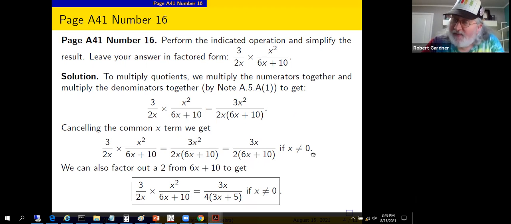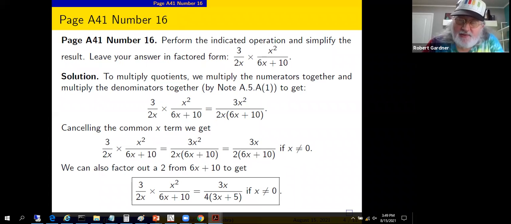It's the same type of situation we had on the previous slide. If I don't write this down, these are not equivalent. This you can't plug 0 into because you get division by 0. This you can plug 0 in if I don't write this down, in which case you get 0 over 20. 0 over 20 equals 0. This equals 0 when x equals 0. This is undefined when x equals 0. That's why you have to write if x doesn't equal 0.